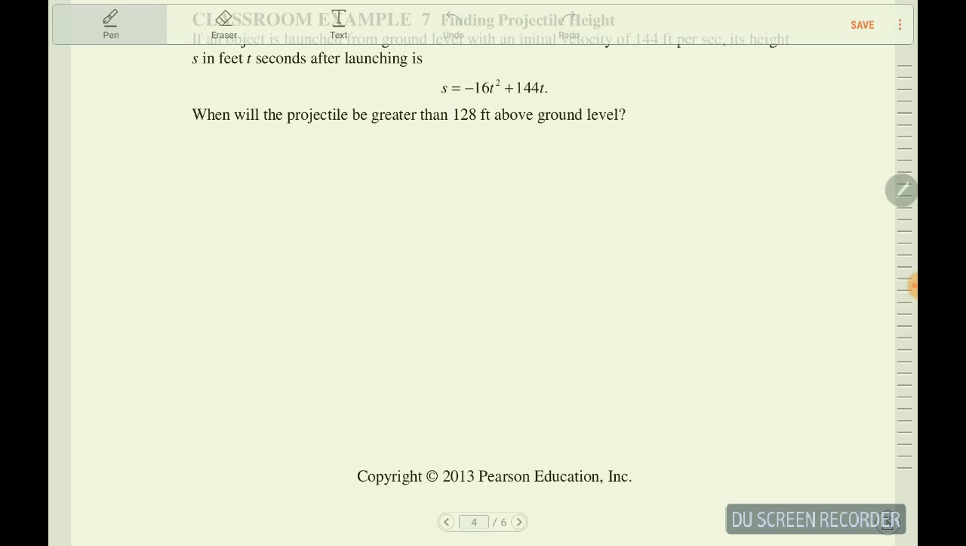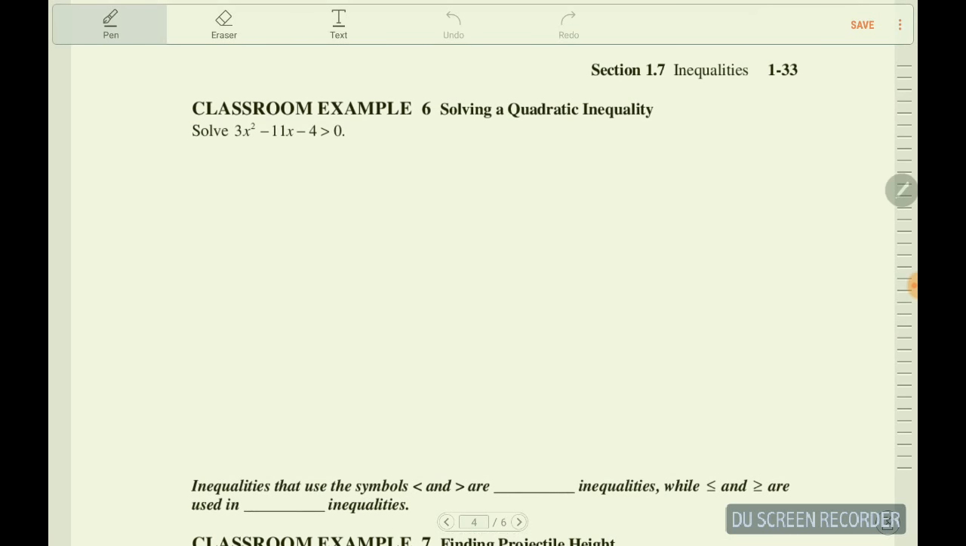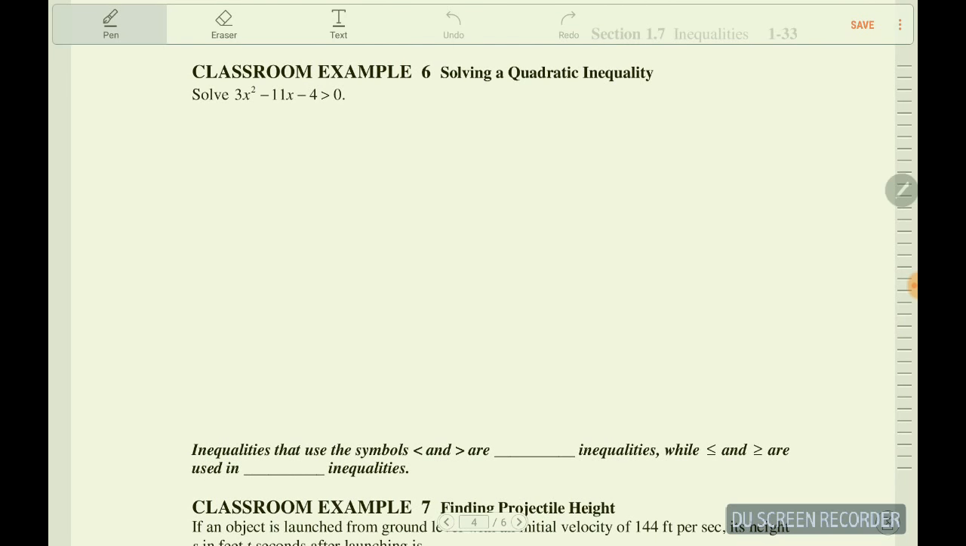All right, so that was example 5. We're now looking at example 6, which is a similar type of example. I'll do it because it has a slightly more challenging way to write the solution set.